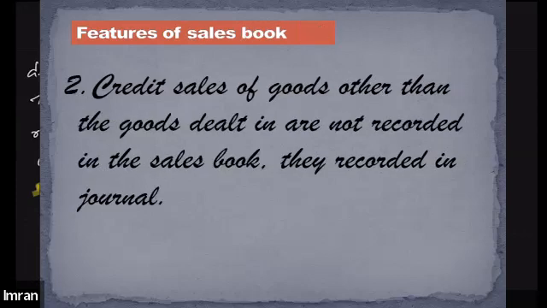Feature number 2, credit sale of goods other than the goods dealt in are not recorded in the sales book. They are recorded in the journal or the ledger.